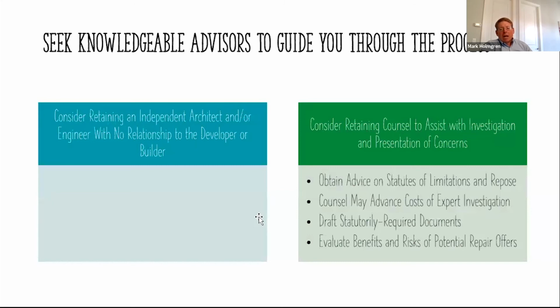So rather than try to navigate through this complicated mess yourself, you need to get help. First thing you want to do is to consider retaining an independent architect or an engineer or even a good general contractor that does not have a relationship with the developer. Also, right at the beginning, you might want to consider retaining counsel to give you advice on some of the legal aspects here and to just help you navigate it. The most important thing is going to be the architect or engineer. That construction advice is going to be the most important thing, because they're the ones who can tell you if there's even an issue.